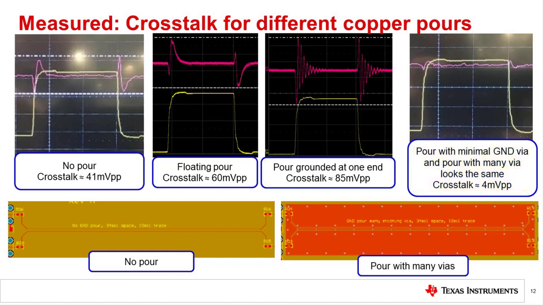Please do not conclude based on this experiment that you should use minimal vias. The recommendation is to space the vias in 10th wavelength increments for the maximum frequency content expected on the board. Remember, the maximum frequency is set by the rise time of your signal and is calculated as 1 over pi times the rise time.